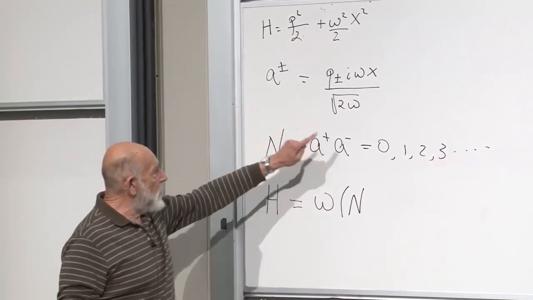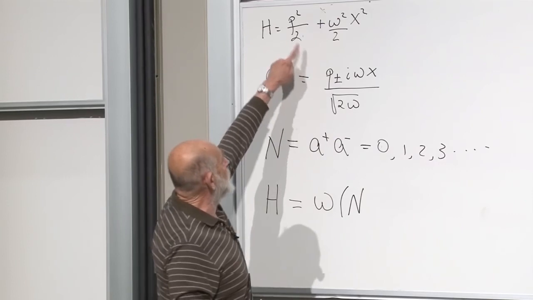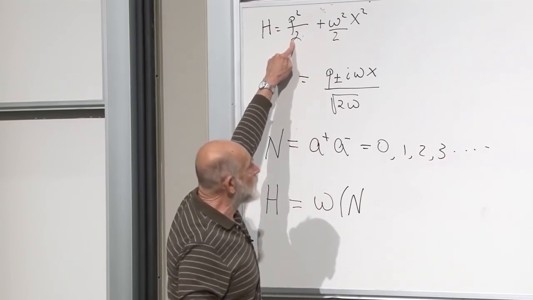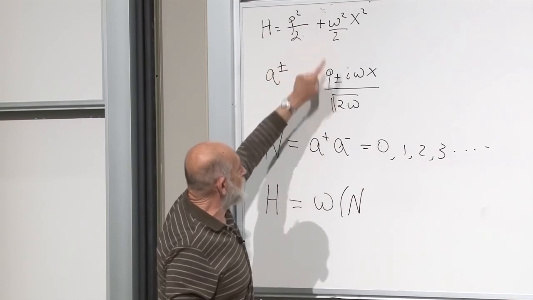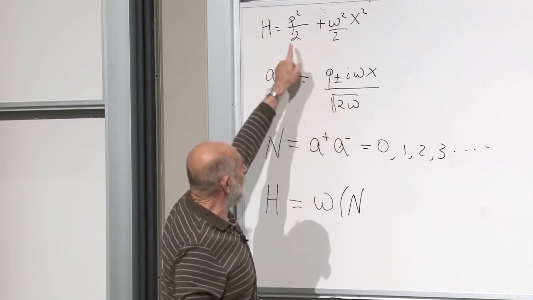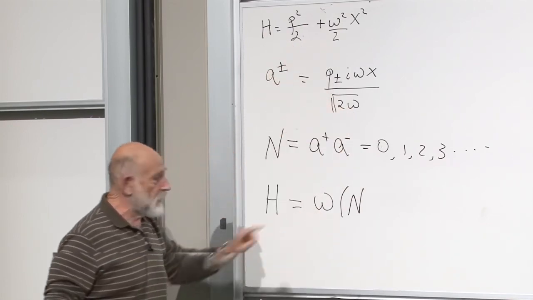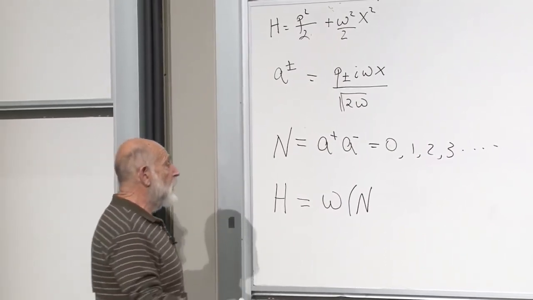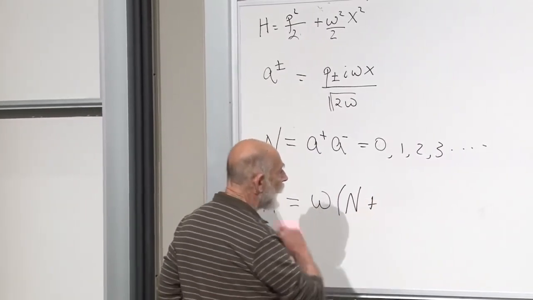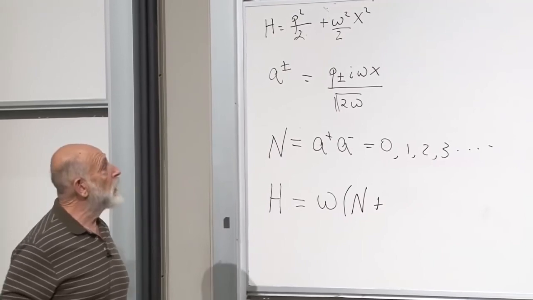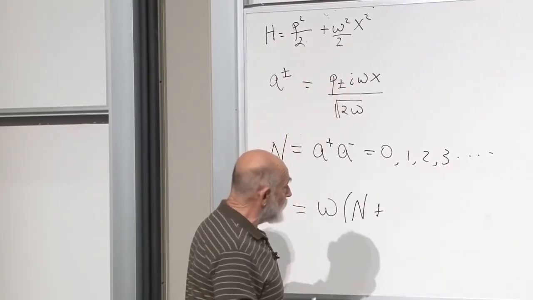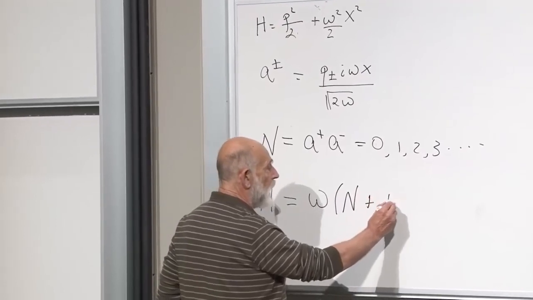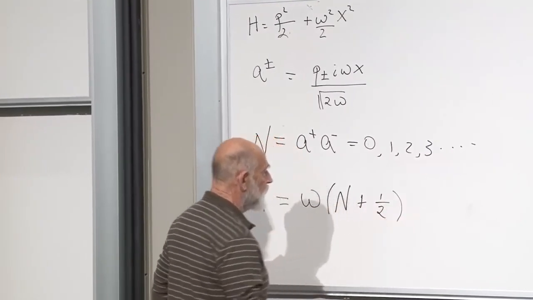If you multiply A plus times A minus, clearly you get something which looks like this. There's a 2 downstairs, that's this 2, and there's an omega downstairs. That's why I have to compensate it with an omega here, omega n. But quantum mechanically, there's a little correction, and the correction comes because the A plus and A minus don't commute. And that gave us an n plus 1/2.